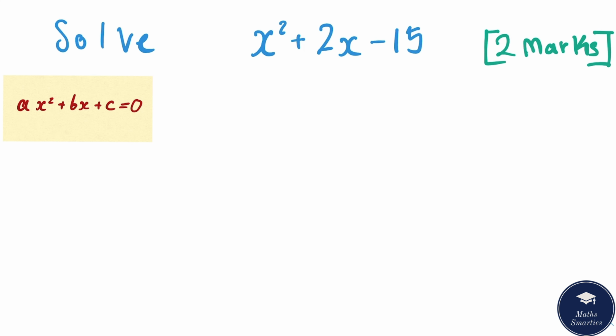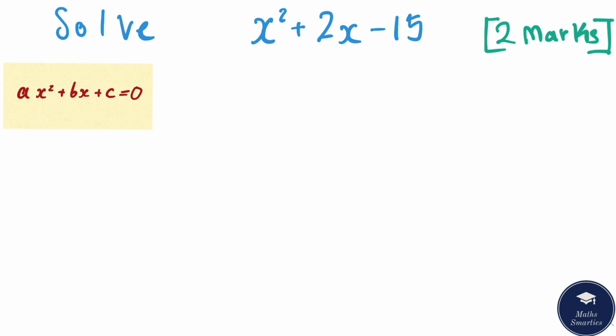Now, let's look at the first question. Solve x squared plus 2x minus 15. This is a 2 marks question, okay? And I said the standard equation is ax squared plus bx plus c equals 0. Whenever we see a quadratic equation, we need to check that it's in the same form. So is this equation the same form that we know? Yes, it is. So, x squared plus 2x minus 15, let's make it equal to 0.